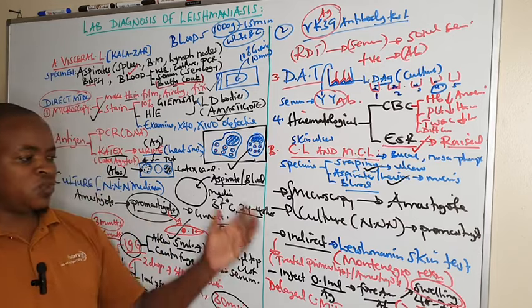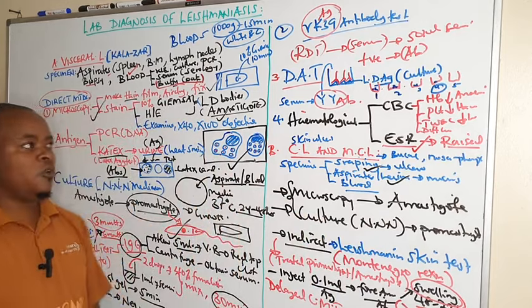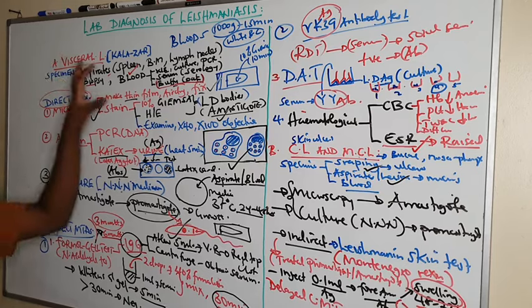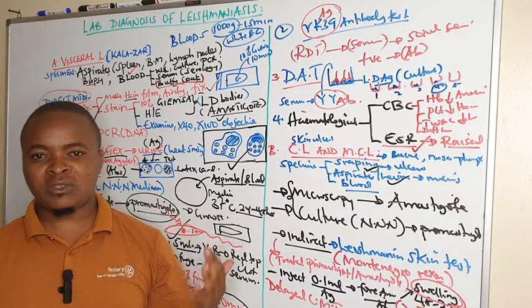So these are the methods we can discuss with you under the diagnosis of leishmaniasis, whereby you have looked at both visceral and mucocutaneous and the direct methods and indirect methods we can use.